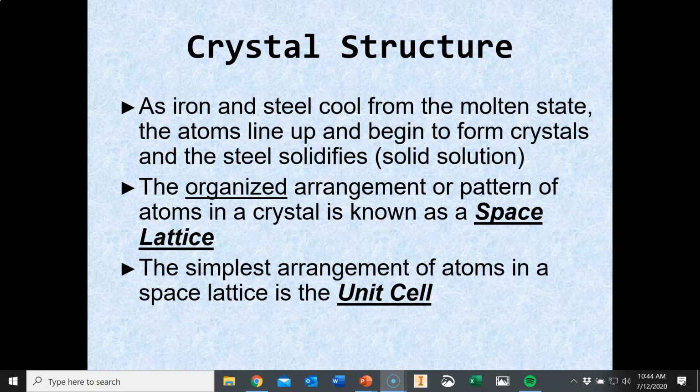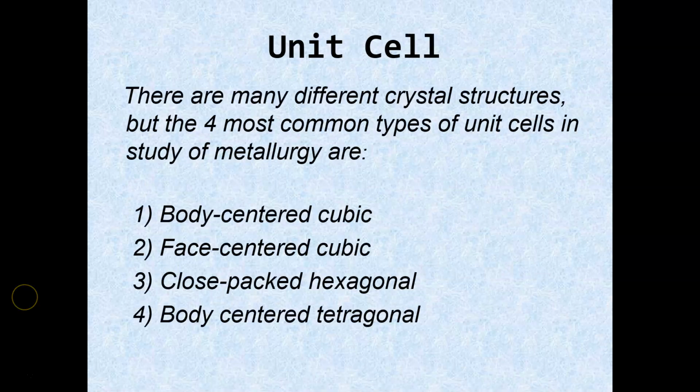The atoms arrange themselves in an organized pattern, and it's known as a space lattice. The arrangement of the atoms within the space lattice is known as the unit cell. There are many different crystal structures, but here are the four most common: body-centered cubic, face-centered cubic, close-packed hexagonal, and body-centered tetragonal. We're going to talk about each one of those, and I'll show you some slides and examples of each one of these crystal structures.